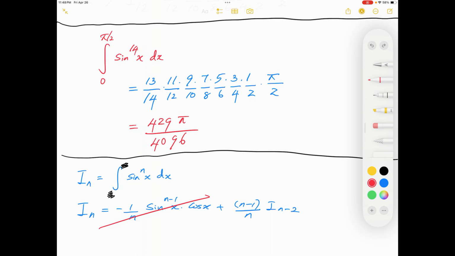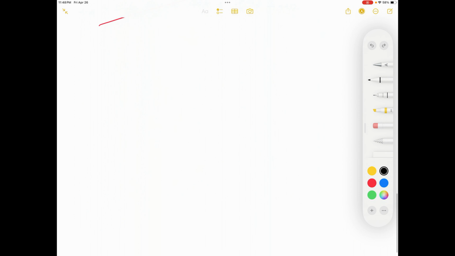The second comment is, remember, when you apply this equation, when this term is gone, you will need I sub 0. You need to always manually evaluate I sub 0 and use that value in the reduction formula. That I sub 0 may not necessarily always be equal to pi over 2, because that I sub 0 value depends on these given limits. Alright, those are the comments I have.